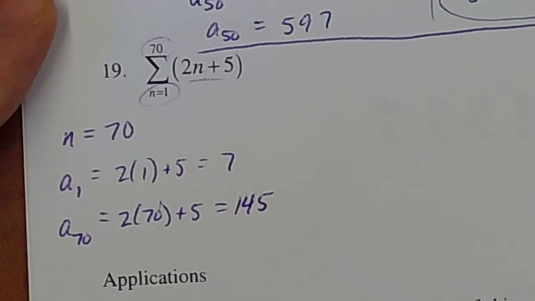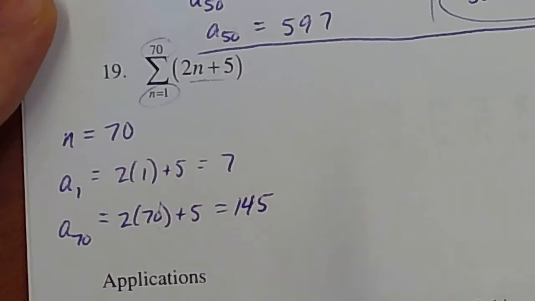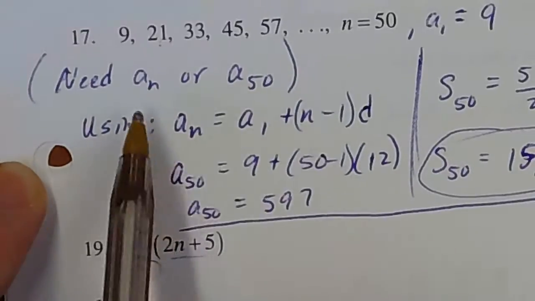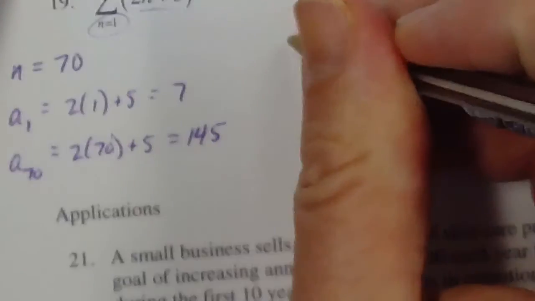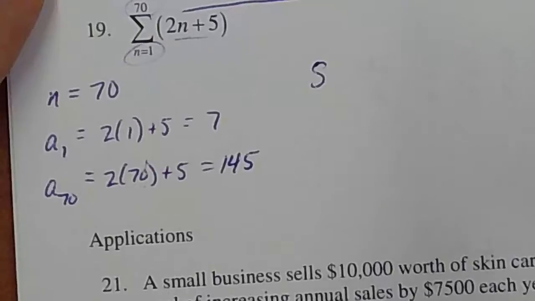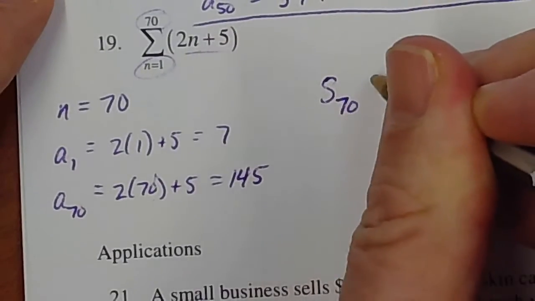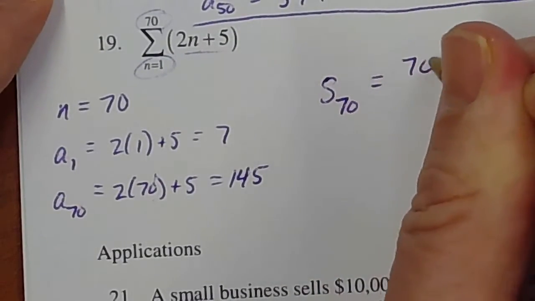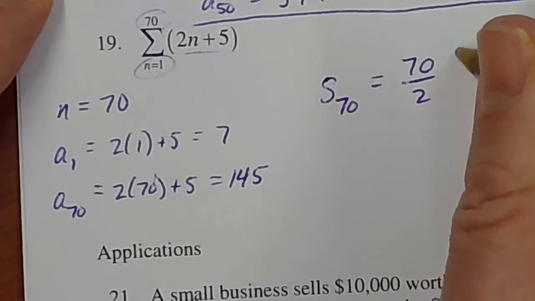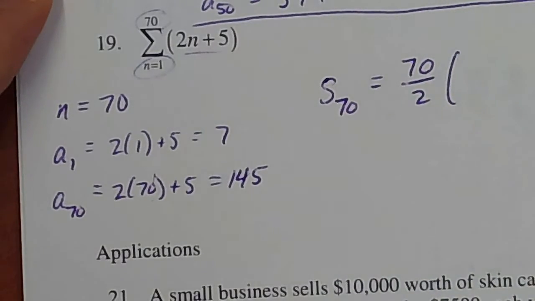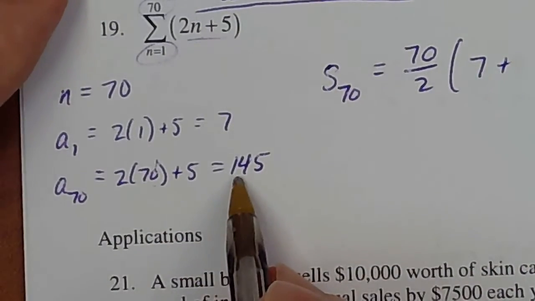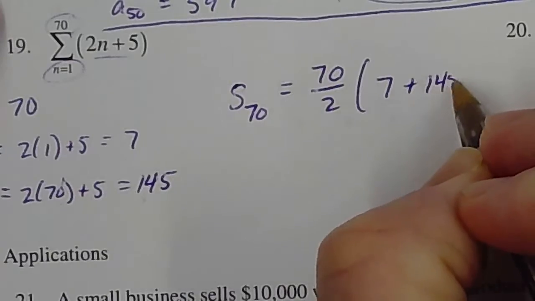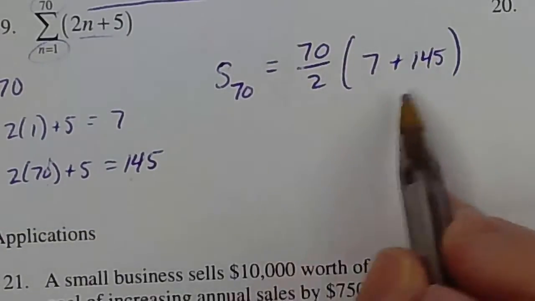All right. So what's different about this one, it's actually easier if you remember summation notation because the formula is already given to you. Up in 17 and 18, we had to create our own formula. It's already done. So the sum of the first 70 terms will be equal to n over 2, so 70 over 2, times the sum of a sub 1, 7, plus a sub n, 145. Okay, so I've got 35 times that sum.